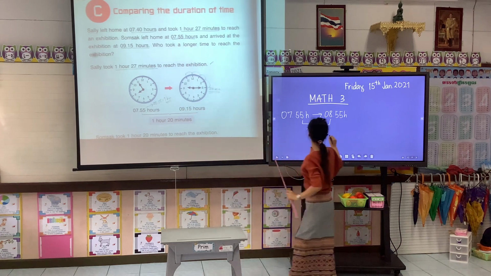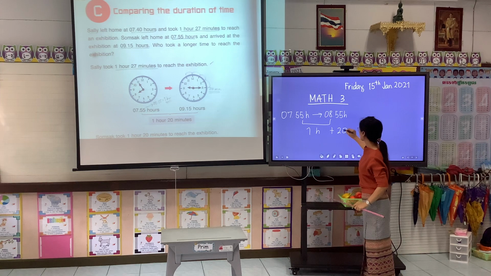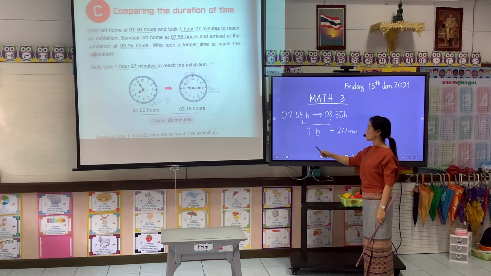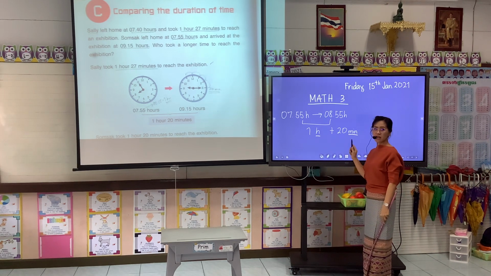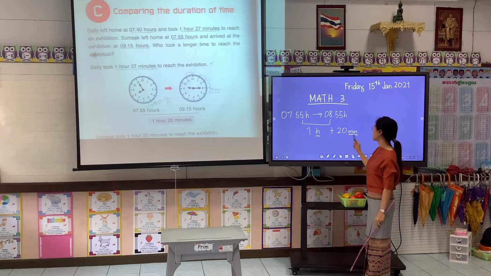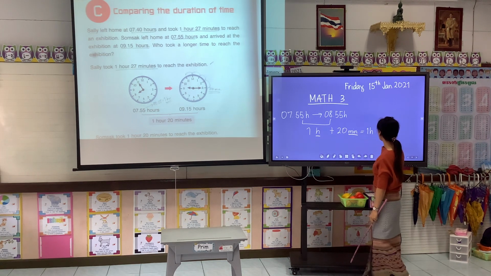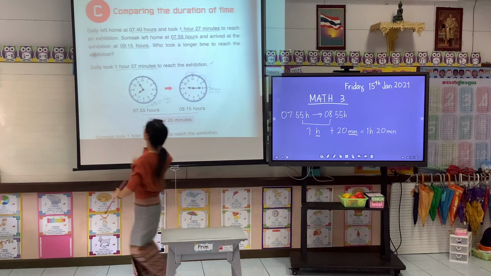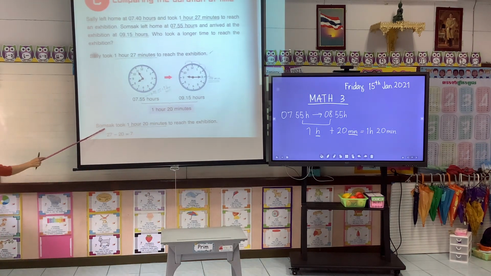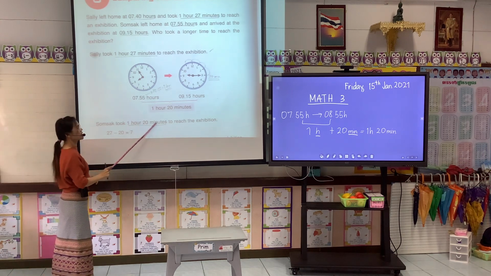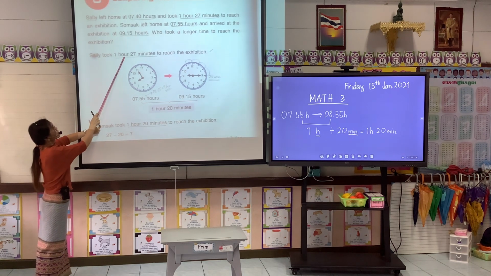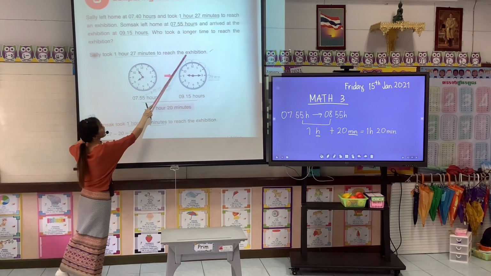Okay? So 1 hour plus 20 minutes. MIN means minutes. We read it as minute. So 1 hour plus 20 minutes equals 1 hour 20 minutes. Right? 1 hour 20 minutes. Now let's see that Somsak took 1 hour 20 minutes to reach the exhibition. Okay, that is Somsak. While Sally took 1 hour 27 minutes to reach the exhibition.